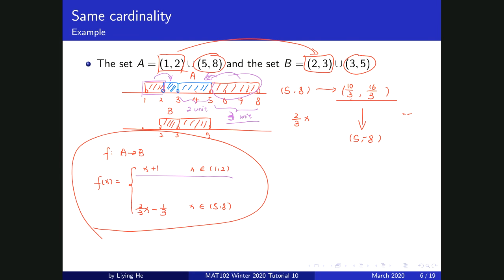It's not 5, 8, it's 3, 5. Sorry. It was 5, 8 your origin, and you map to 3, 5. I wrote it wrong. If you put 3, 5 in the common denominator as 10 over 3, then it's easier to see the relation. So we want to map from 5, 8 to 3, 5, and that's what we did here. Here you minus 1 over 3. Any question?